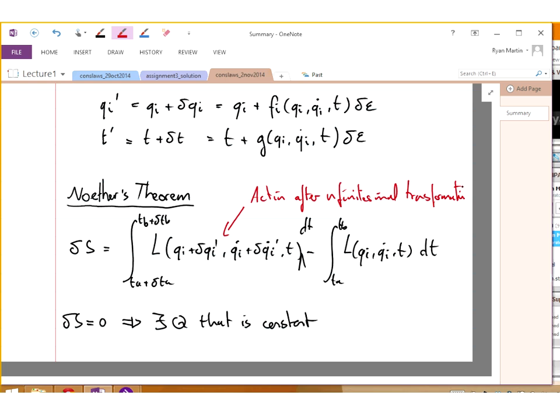So that means that the action is invariant to this transformation. And mathematically, when we say the action is invariant to this transformation, it means that the action calculated after transformation minus the action without the transformation is equal to 0. Okay? So today we're going to do the math to calculate delta S and figure out what Q is and show that it's conserved.